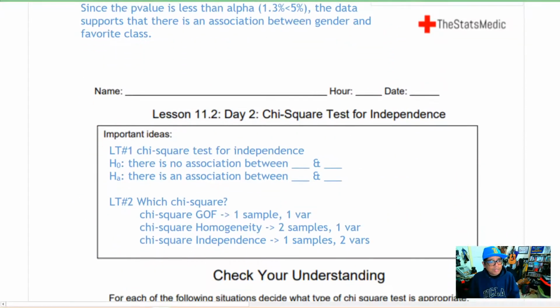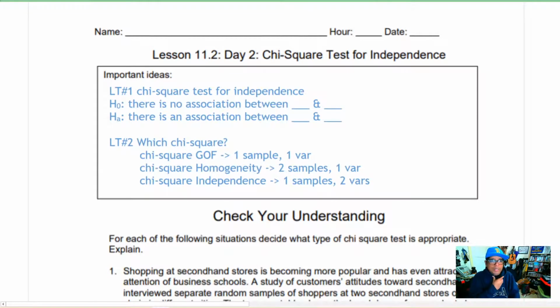Now you might be thinking to yourself, wow, that felt a lot like the chi-square test for homogeneity. And you're right. Mechanically, it's exactly the same test. What is different is what we are testing for. Remember that in the chi-square test for homogeneity, we were testing two samples to see if they have the same distribution of a variable. Here in the chi-square test for independence, we're only taking one sample from one population, and we're checking the two variables from that population to see if they are dependent or independent. And that is the key.